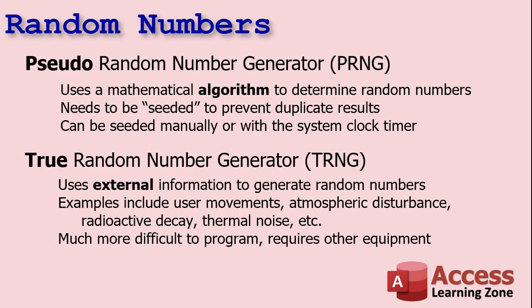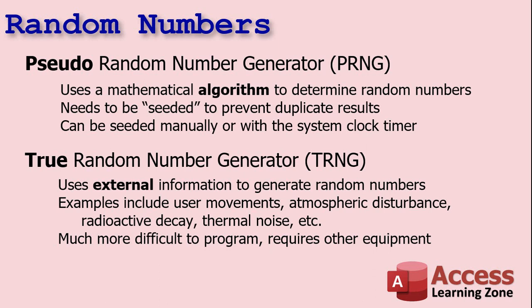Most people don't know this, but random numbers in the computer aren't really truly random. They're based on complicated algorithms that kind of sort of generate random numbers, but a computer on its own can't really easily generate a true random number. So these algorithms need to be seeded to prevent duplicate results. You can seed it manually by telling it a number, or you can tell Access to randomize the random number generator using the system clock timer.